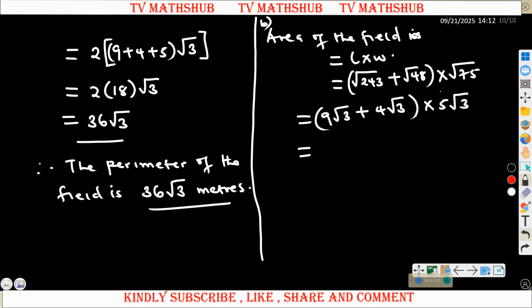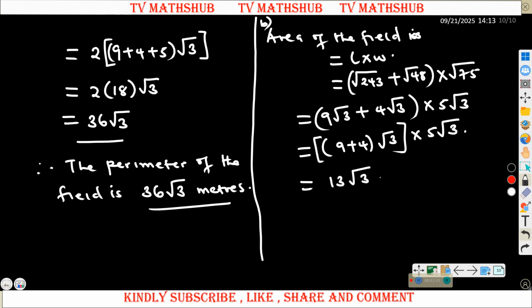So from here, you can first deal with the addition of this. Since this is root 3, you can have this as 9 plus 4, then multiplying by root of 3. So this one alone, then you will multiply this by 5 square root of 3. So from here we shall have 13 square root of 3. You are multiplying it with 5 square root of 3.